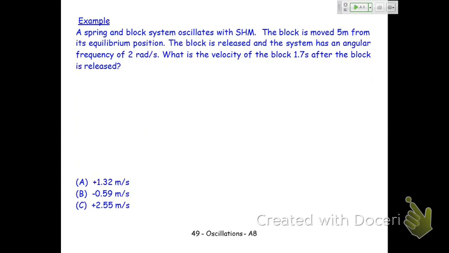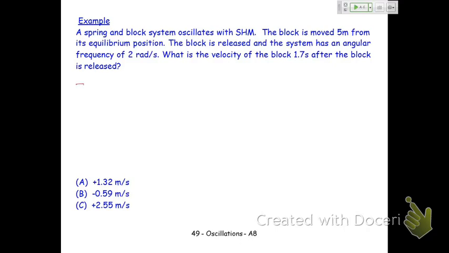Just another little thing. Let's have a look. Okay, spring and block system oscillates with simple harmonic motion. The block is moved 5 meters from its equilibrium position. The block is released and the system has an angular frequency of 2 radians per second. What is the velocity of the block 1.7 seconds after the block is released? I can't do that problem just now because it's just words to me. I can't tell you what to do with that. I've got to figure it out.